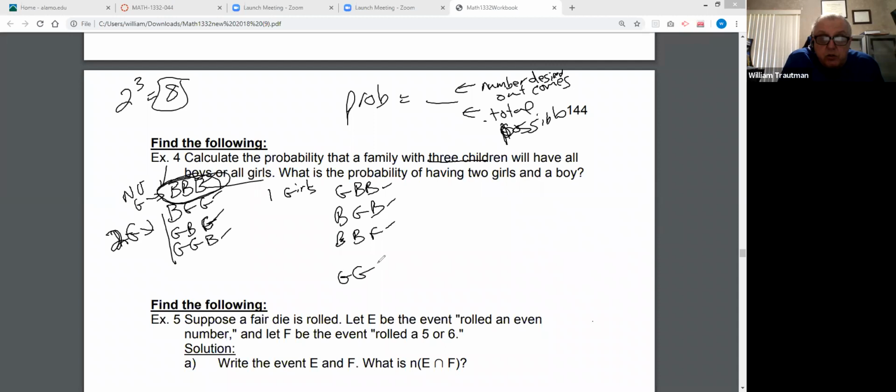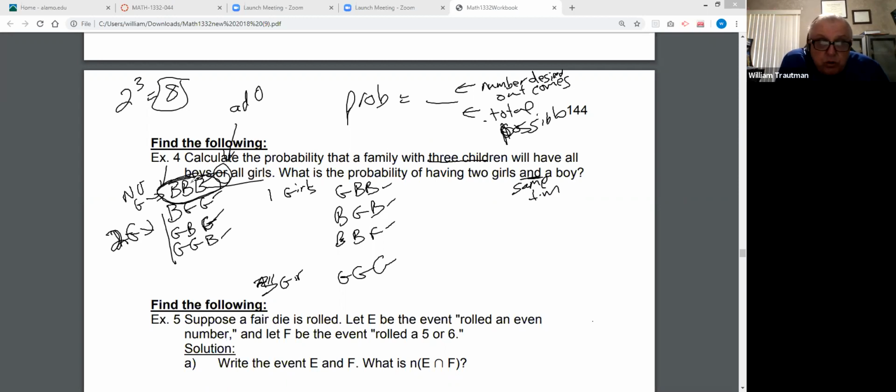And there was a girl here. 3 girls. Find the probability of having 2 girls and a boy. So that means "or" means the first one, or means add them, and "and" means at the same time. So we don't add them, same time. So 2 girls and 1 boy.